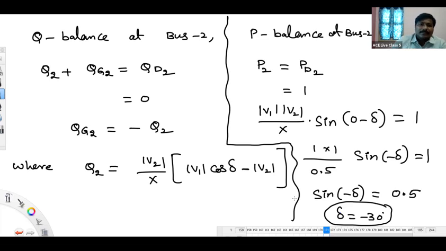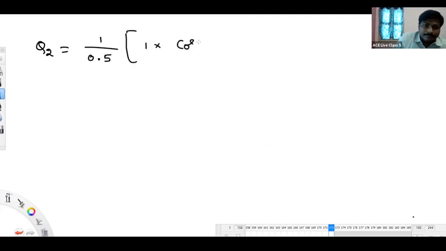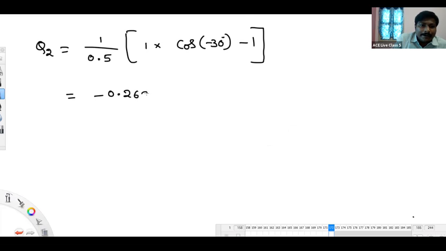Pg2 is 0 only, na? It's a capacitor bank which doesn't consume any real power. It's a reactive element. Now the delta equals minus 30, you substitute in the Q2 equation. Q2 will come to be mod V2 by X into mod V1 cos delta minus 1, and this value you get as minus 0.268 per unit.